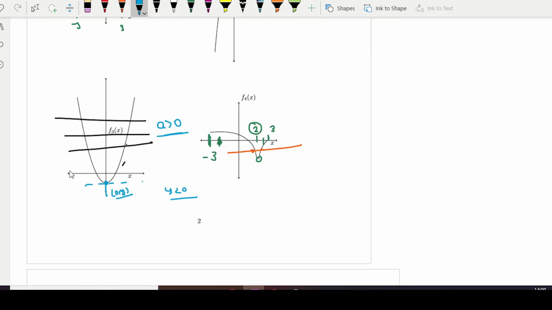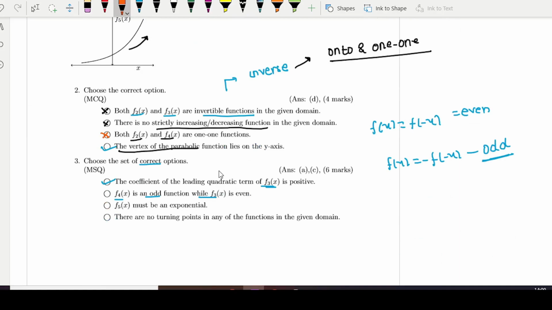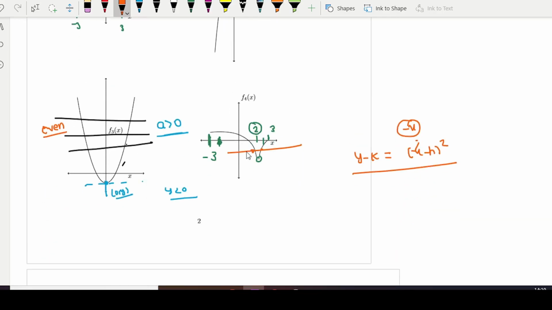Looking at f3, it is a quadratic in some form like y minus k is equal to (x minus h) square. If we substitute x by minus x, there will be no effect on this curve, so this is an even function. So f3 is even. Now looking at f4, since we do not know the equation, but by looking at this, let us take a point here.